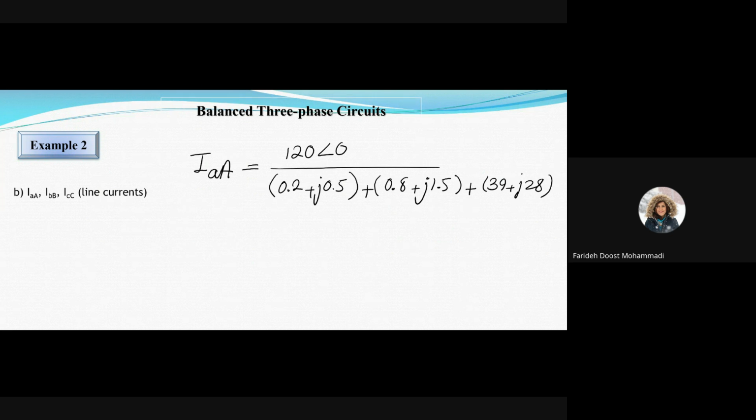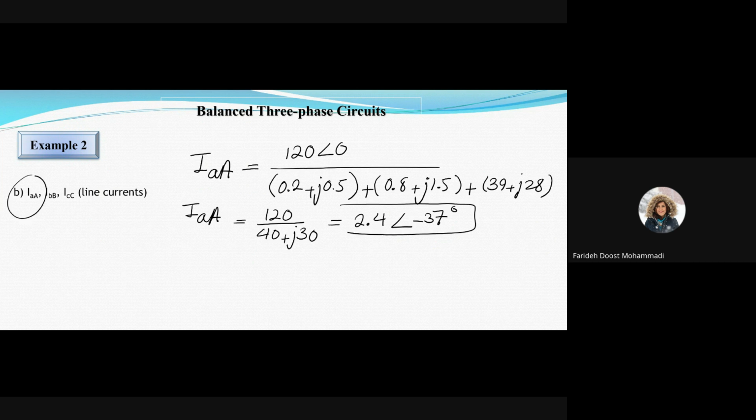So if I do the calculation here, I'm going to have IA, capital A, as 120 divided by 40 plus j30, and that's equal to 2.4 with an angle of minus 37. So this is the current of phase A.